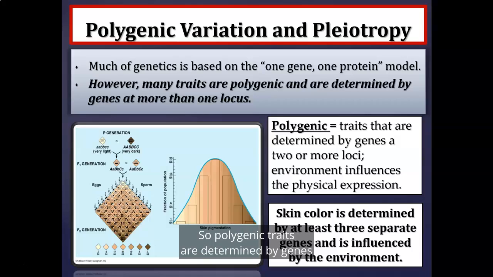Polygenic traits are determined by genes at 2 or more loci, different locations on chromosomes, and they can also be influenced by the environment. For example, skin pigmentation is determined by at least 3 separate genes, and it is also influenced by environmental circumstances. We'll talk more about that in Chapter 5.